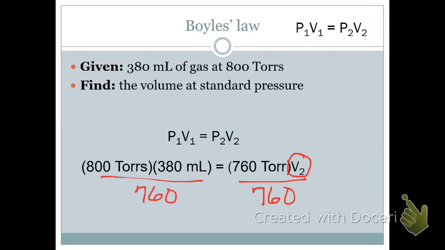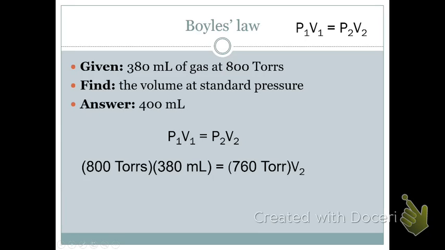So clear your calculator. Open parentheses, 800 times 380, close parentheses, divided by 760, because these cancel out over here, is going to give me my V2. Press the equals sign, and your answer should be 400. Once again, I gave you milliliters, I want volume, so you're going to give me milliliters back. Okay? Next question.